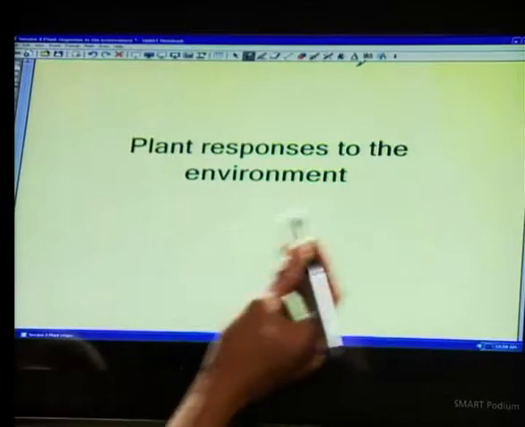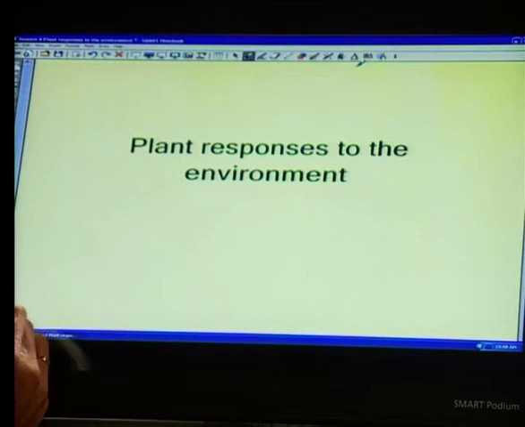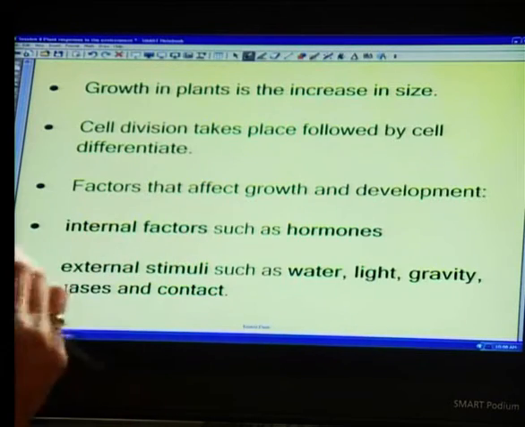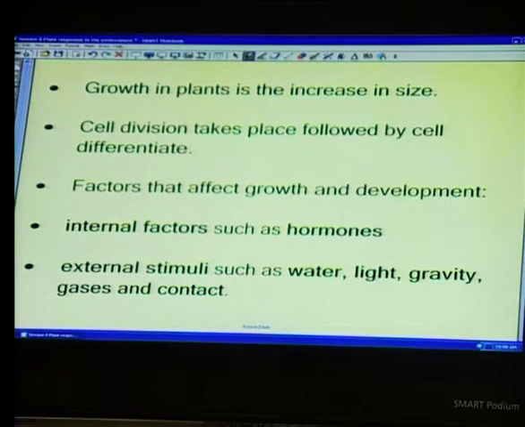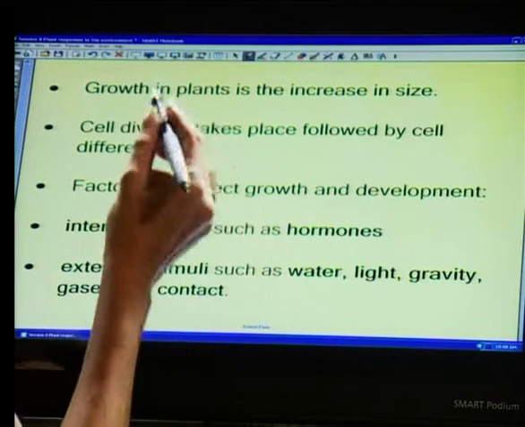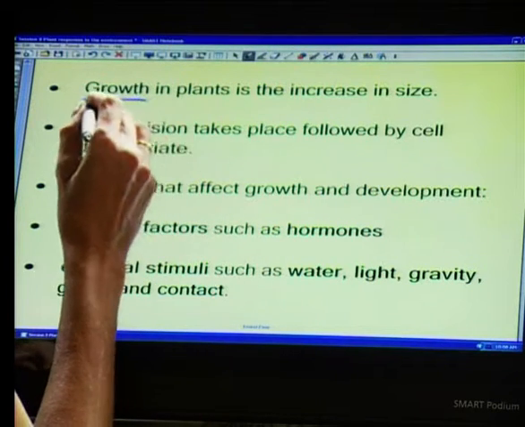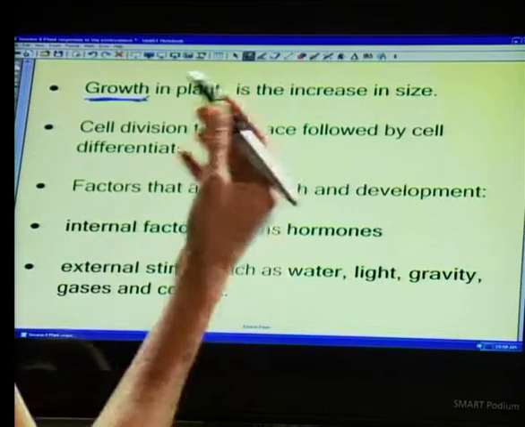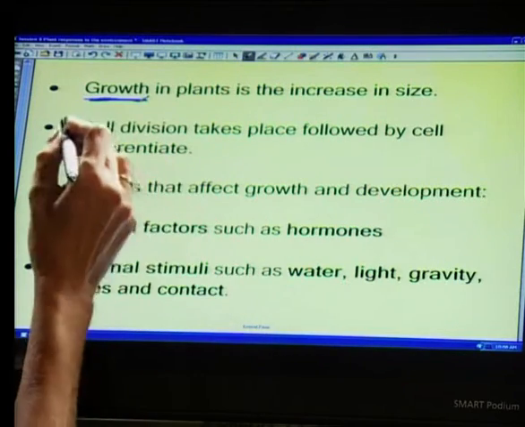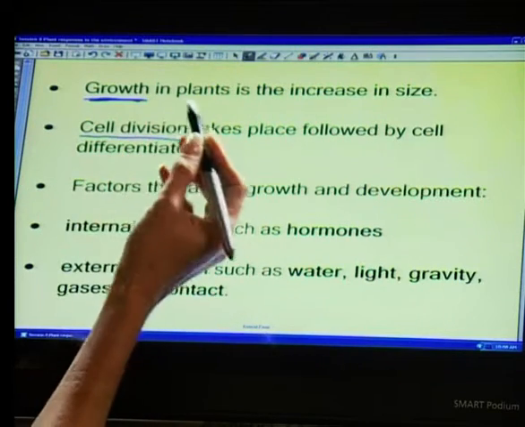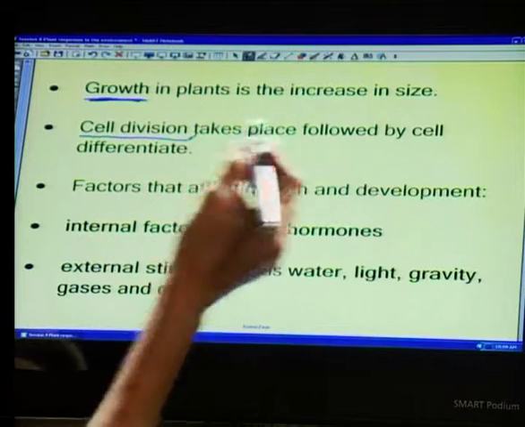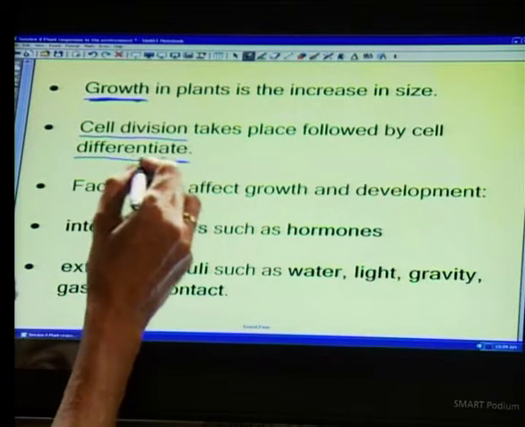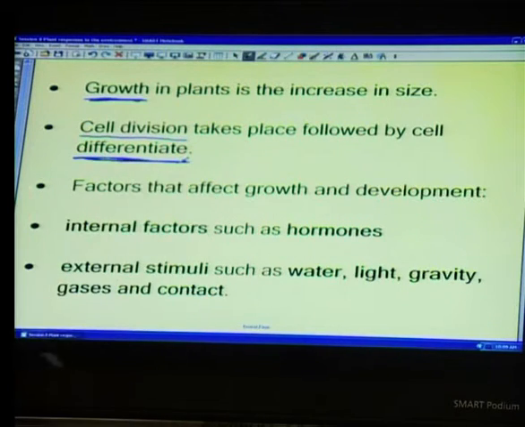We start off with our first slide, and then we move on to our next one. First of all, why do plants have hormones? Well, first of all, they have them for growth. So it's to increase the size of a plant. Cell division clearly takes place, just like with us, and that is followed by cell differentiation. So the cells will differentiate.